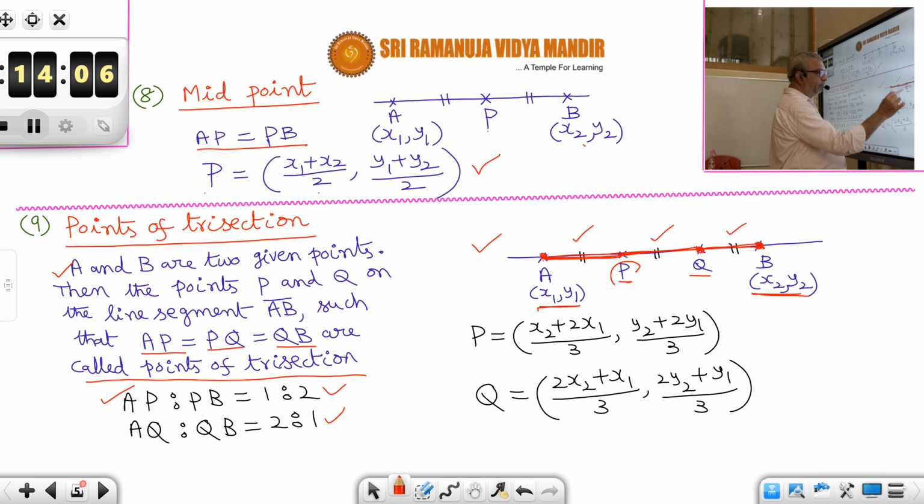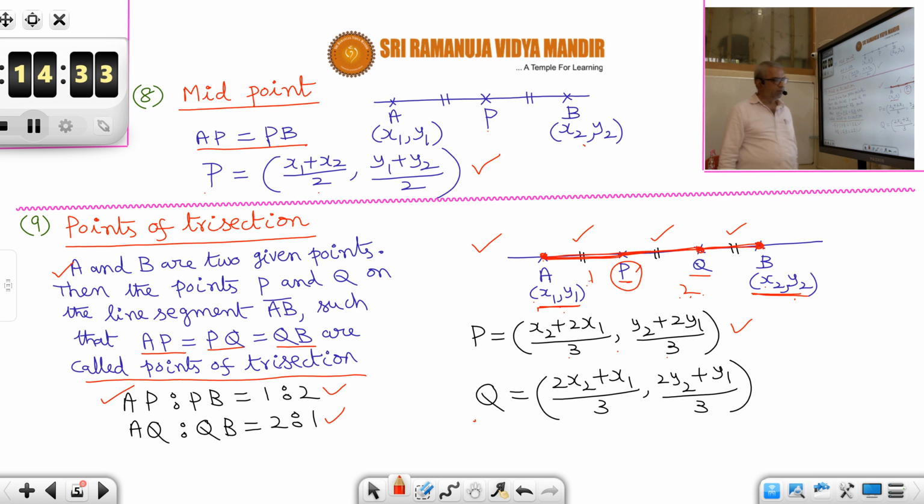So first let us find P. What is the ratio? AP is to PB, AP is 1, PB is 2, 1 is to 2 ratio. Then use the section formula: 1 into x2 plus 2 into x1 by 1 plus 2, that is 3, comma, similarly for the y coordinate, 1 into y2 plus 2 into y1 by 1 plus 2, 3.